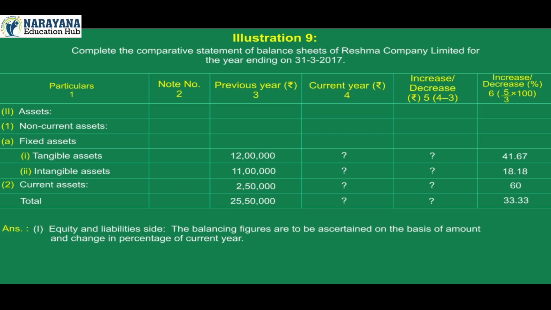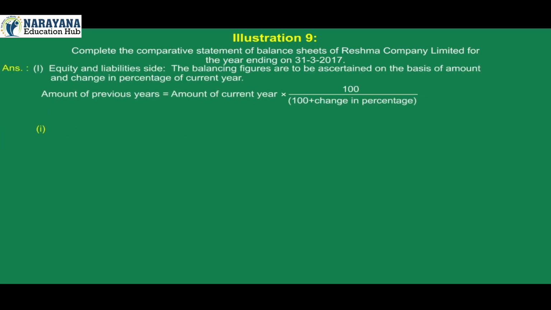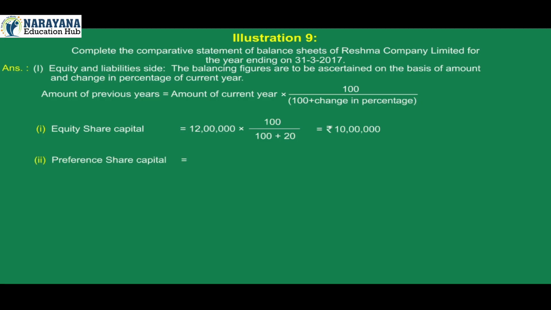Answer. Number 1. Equity and liabilities side. The balancing figures are to be ascertained on the basis of amount and change in percentage of current year. Amount of previous year is equal to amount of current year into 100 divided by 100 plus change in percentage. 1. Equity share capital is equal to 12 lakh into 100 divided by 100 plus 20 is equal to rupees 10 lakh. 2. Preference share capital is equal to 10 lakh 50,000 into 100 divided by 100 plus 50 is equal to rupees 7 lakh.